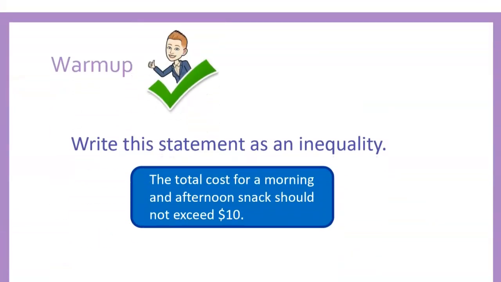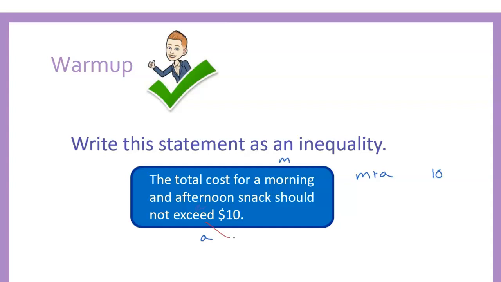One more of these. Write this statement as an inequality. The total cost for a morning and afternoon snack should not exceed $10. Well, our two variables again, we might have an M for morning and then A for afternoon. Oh, can't see that at all. A for afternoon. And if we add those together, we'll get the total cost, M plus A. And it should not exceed $10. So we're comparing it to 10. And this is interesting, though. We have a not in here. We're going to compare it to not $10. Or not exceed $10, rather.